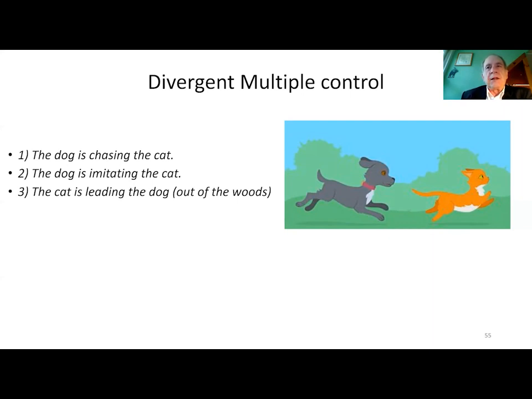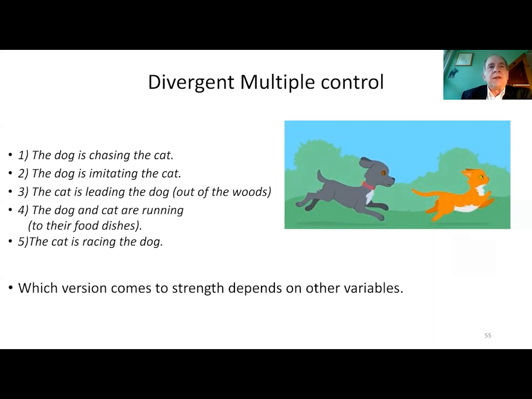So if the cat and dog were lost and the cat hears the can opener operating, the cat may lead the dog out of the woods. The dog and the cat are running is another way of interpreting the picture. They're running to their food dishes, for example, and the cat's just got a head start. The cat is racing the dog. So which version comes to strength depends not on the picture itself, but on other variables. So the picture exerts divergent multiple control, and there are other variables that come to bear just best to select one of these responses as an example of convergent multiple control.